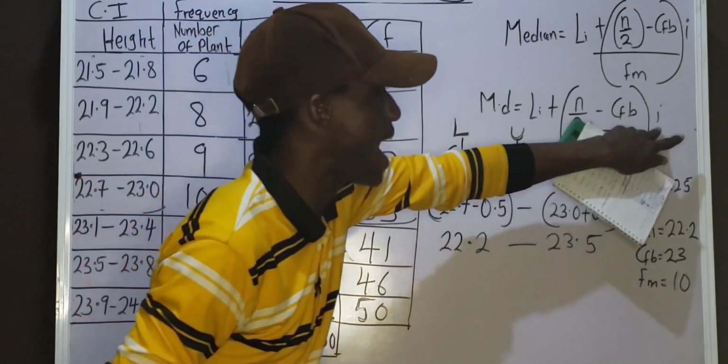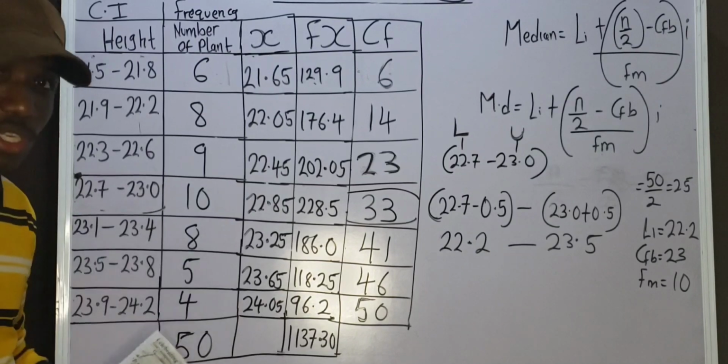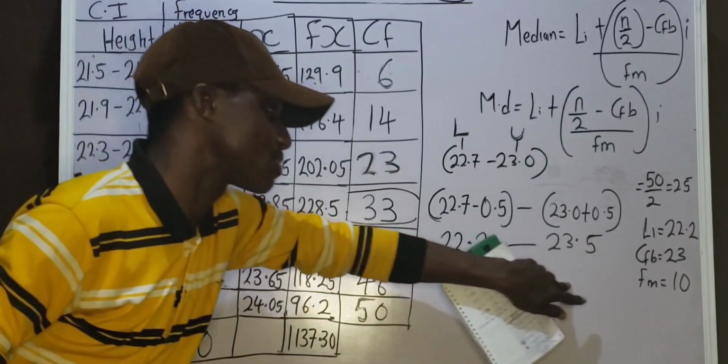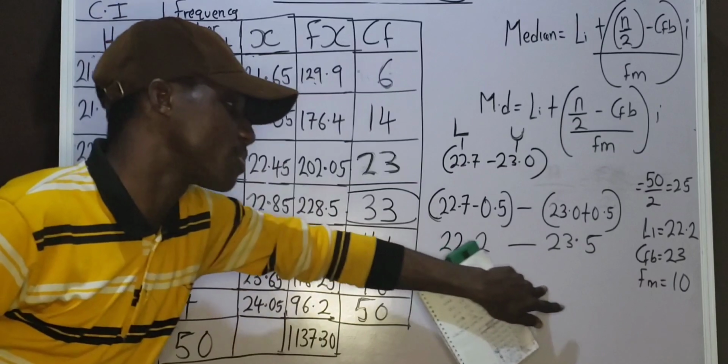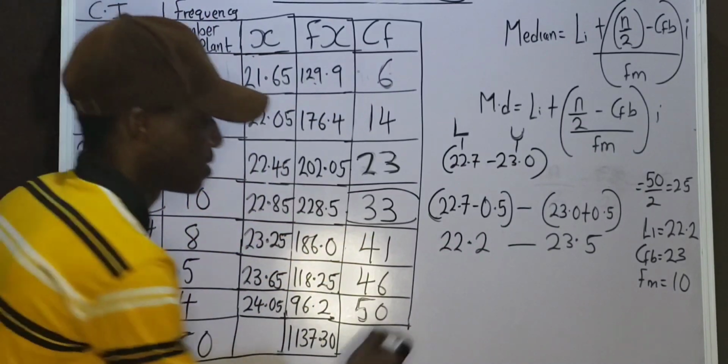So we still need the I. I is the class width. The class width is the difference between the class boundaries. You understand? Don't forget that this is the class boundary. So the difference between this class boundary is what? 23.5.